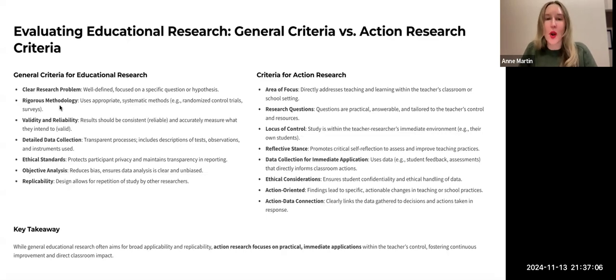It's a bit more of a broad problem, whereas the area of focus in action research is directly related to the practitioner, their locus of control, what they are doing, their teaching and learning that they are able to impact. Research questions, making sure that they are practical, answerable, and again, within the teacher's locus of control. That's something that we'll talk about later in this chapter as well. This is really important in action research because the whole point is to improve your teaching and learning that you have control over.